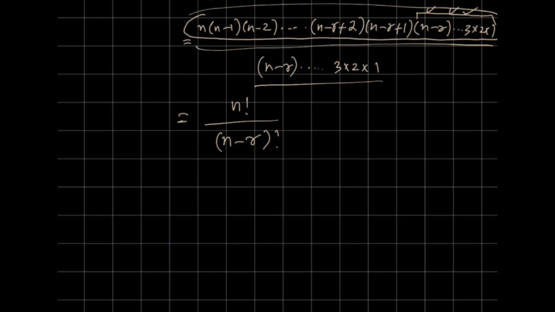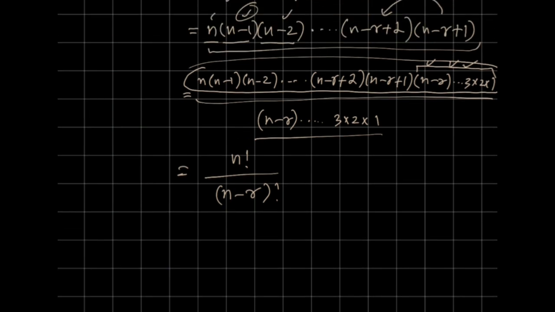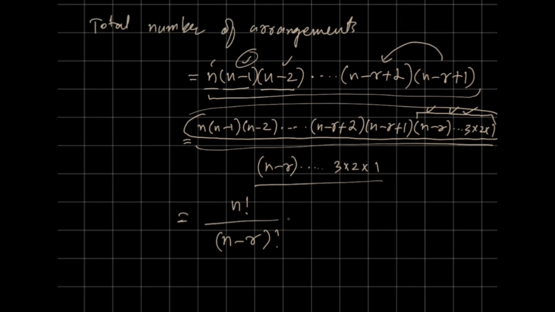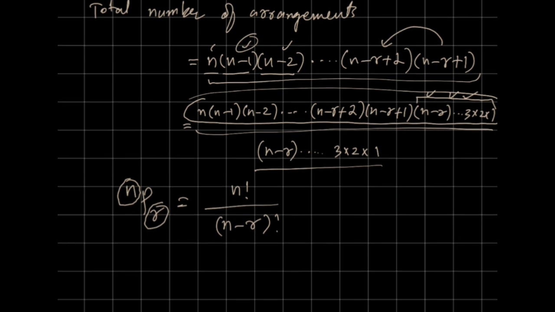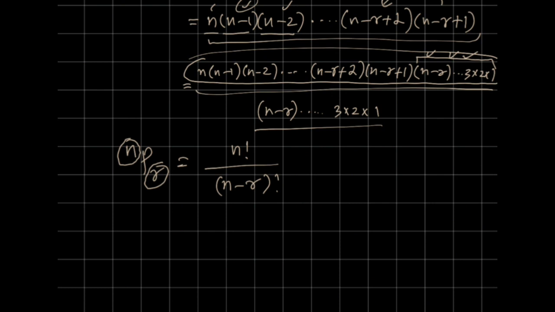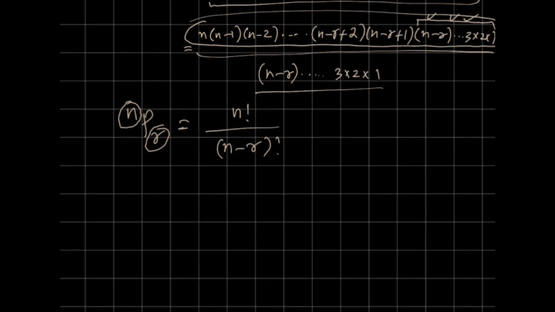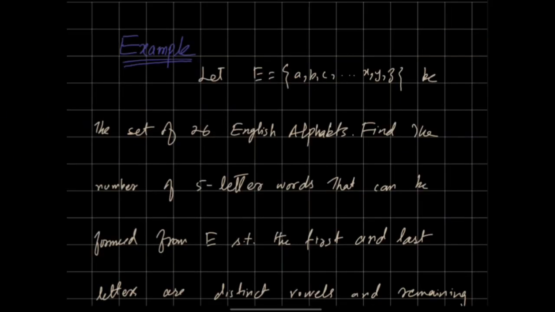So this is the formula for arranging r objects from n objects. It is denoted by nPr. It means there are total n objects and we arrange r of them, and the formula is n factorial over n minus r factorial. We will use this formula to solve some examples. So look at the very first example.